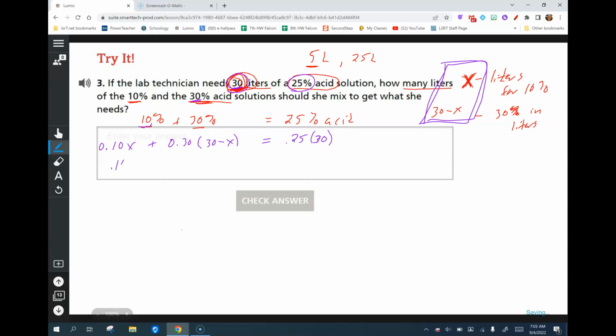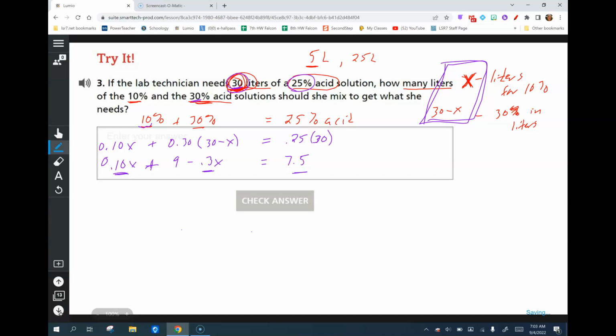Okay, so we're going to solve this equation. So we have 0.10x plus, now we're going to pull out our calculators, and we get 9 minus 0.3x is equal to 0.25 times 30. We get 7.5. Now I want to stop for a second here, because one of the things we used to teach, before we all had calculators, is that we would get rid of the decimal. See how I have a 0.10 and a 0.3 and a 7.5.